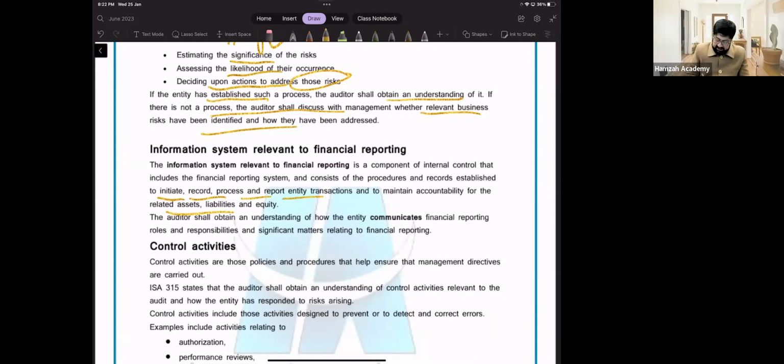the auditor shall obtain an understanding of how, now, what will the auditor do? How the entity communicates roles and responsibilities regarding financial reporting.